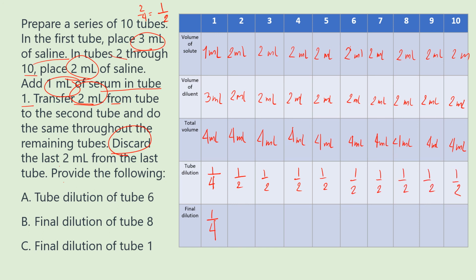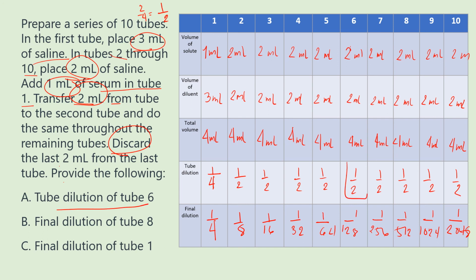Okay, now we are going to determine the final dilution of the remaining tubes. So you have 1 over 8, 1 over 16, 1 over 32, 1 over 64, 1 over 128, 1 over 256, 1 over 512, 1 over 1024, and lastly, 1 over 2048.